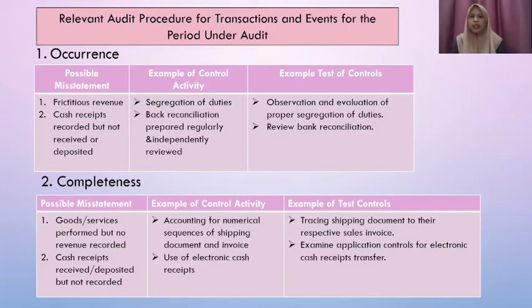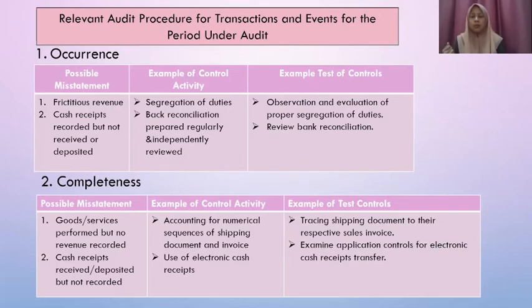Next, for completeness, the possible misstatement that could arise from the entity is that goods and services are shipped and performed, but no revenue is recorded. An example of a control activity that can be carried out by the management is accounting for the numerical sequence of shipping documents and invoices. Here, the auditor can trace the shipping document to the respective sales invoice.